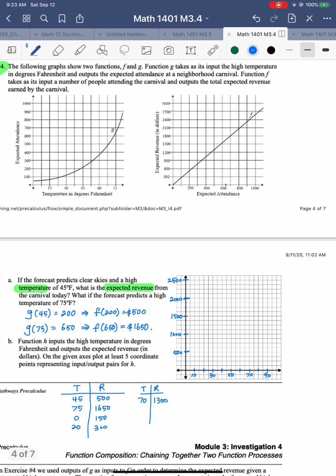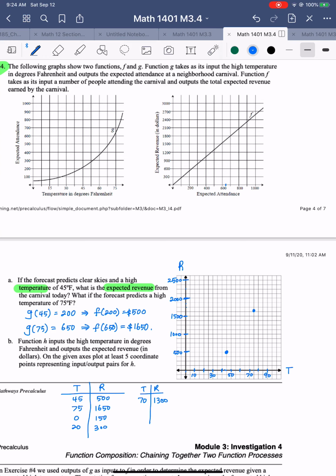So when it's a 0 temperature, this is temperature and this is revenue, right? So 45 degrees, which is, this is a 40, right? So 45 is here. So 45 is about 500. So one of the points is right here. And then 75 degrees, 75 is here. 1650, so this is 16, so this is about here.